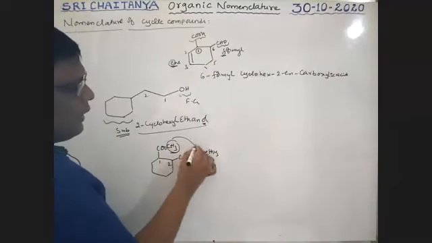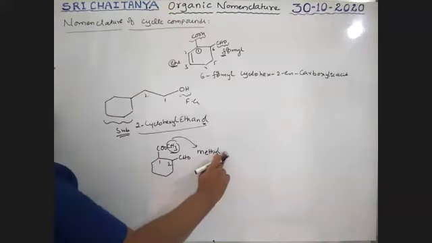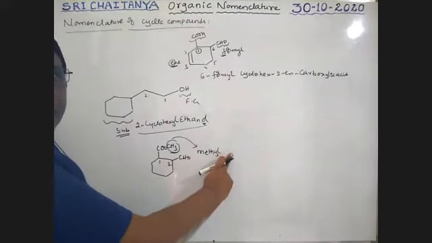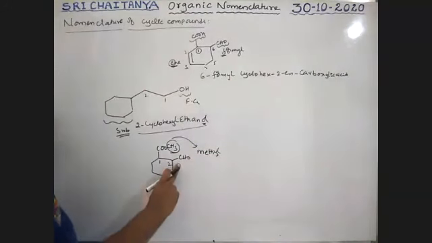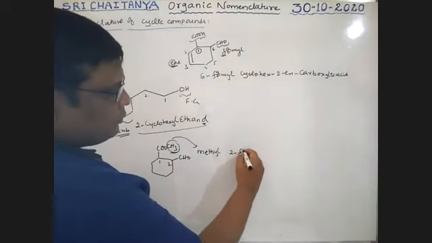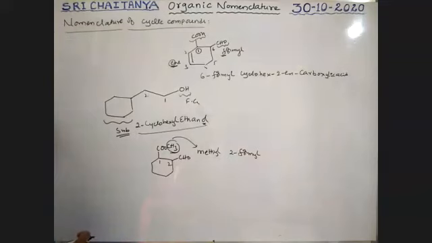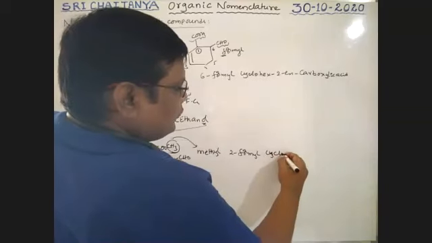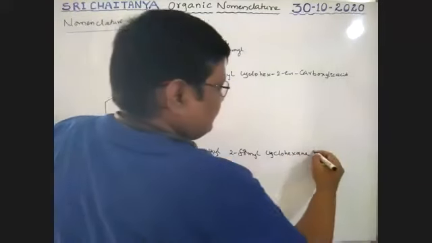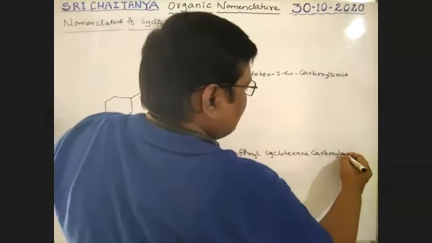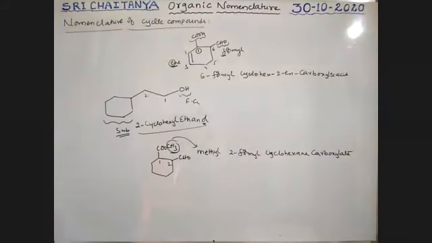I'm writing this one. Methyl. Boys, don't use any hyphen or anything. Methyl. Next, 2-formyl. Okay, so cyclohexane carboxylate. Cyclohexane carboxylate is the name of this compound, boys. Okay. Next.